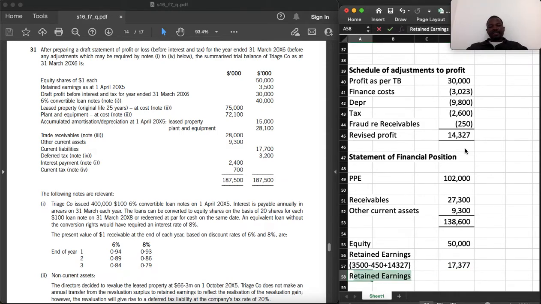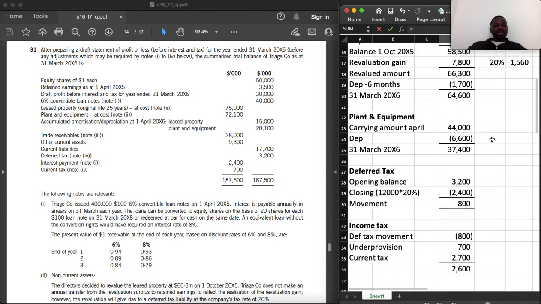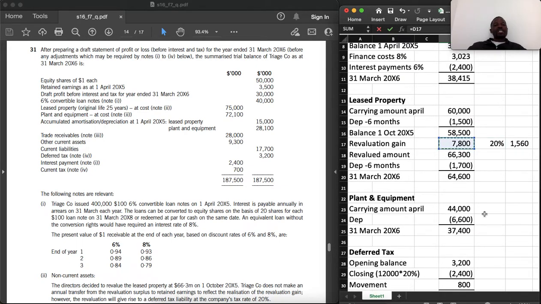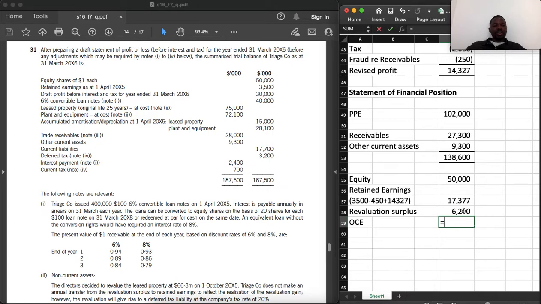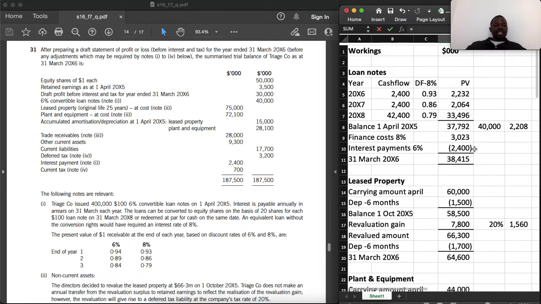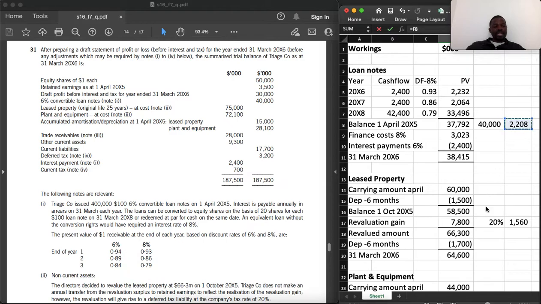Then we have got revaluation gain, revaluation surplus. We will take this net of tax. So we'll come here, the revaluation surplus was 7,800 less the deferred tax. We get it 6.2. Other components of equity, that is the equity component of the loan. Let's go there and find it out. It was 2,200, like that.